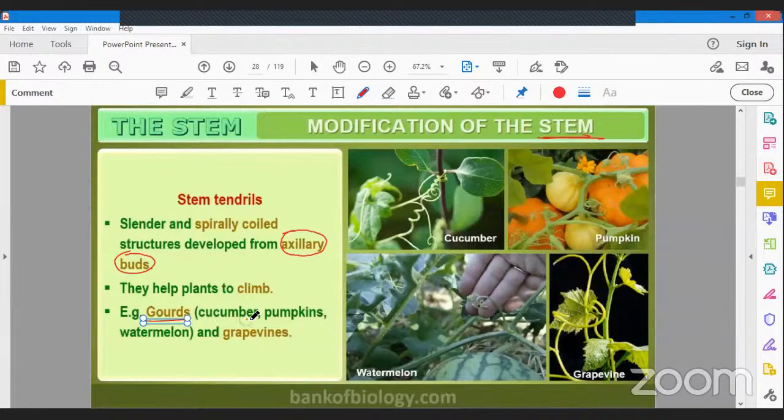Examples: gourds, look, cucumber, pumpkin, watermelon. In these, what comes from the axillary bud? Look, here in the stem, it is coming from this node, here too, from the node, here too, from the node. So this is very important. It is coming from the node. It is a stem modification. It helps in climbing. Done. So remember, students, the examples are very, very important.